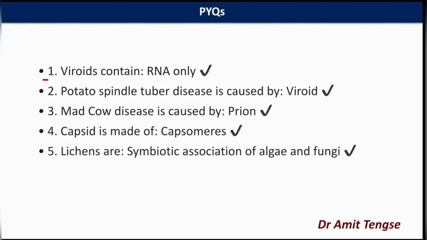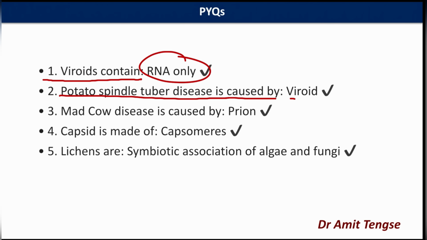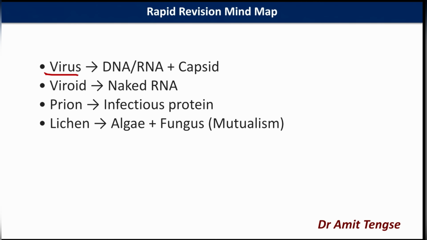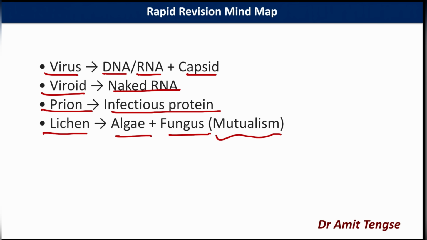Okay. First point: viroid contains RNA only. Potato spindle tuber disease is caused by viroid. Mad cow disease is caused by prion. Capsid is made up of capsomeres. Lichens are the symbiotic association of algae and fungi. Viruses are composed of DNA or RNA plus capsid. Viroid contains naked RNA. Prion is an infectious protein. Lichen has algae plus fungi. That is mutualism or symbiosis.